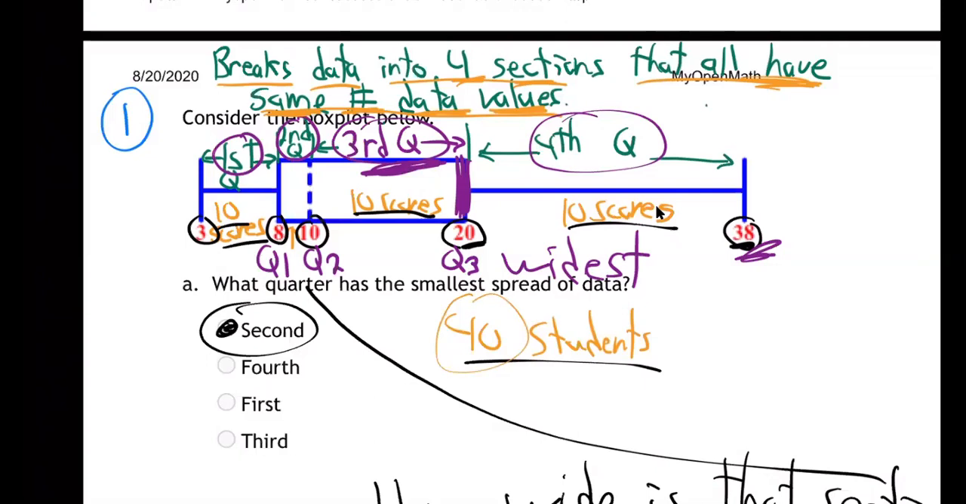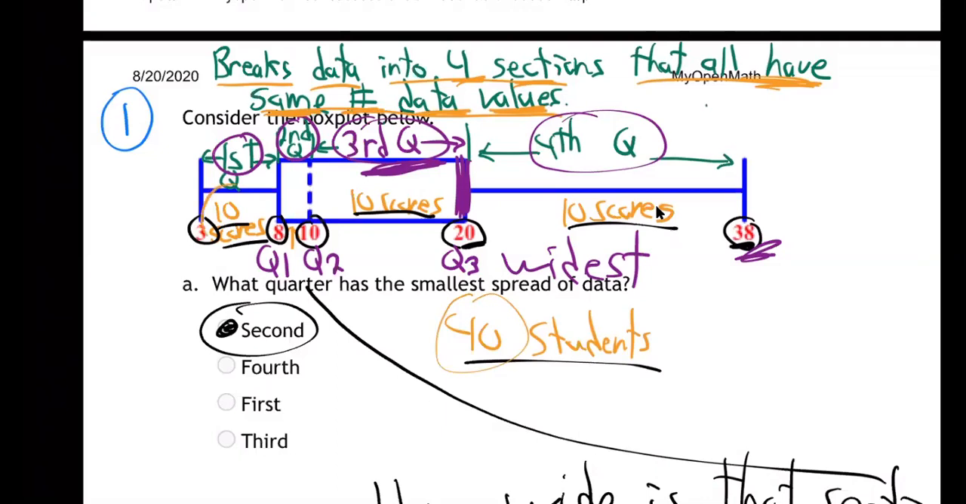So suppose there was 40 students in the class. That means you would have the same amount of students in each section. Even though the sections have different widths, it's going to have the same number of students, number of data values in each section. That's what a box plot always does. It breaks up the data like a football game or basketball game into 4 equal quarters. Not equal width, but equal number of students in each section.